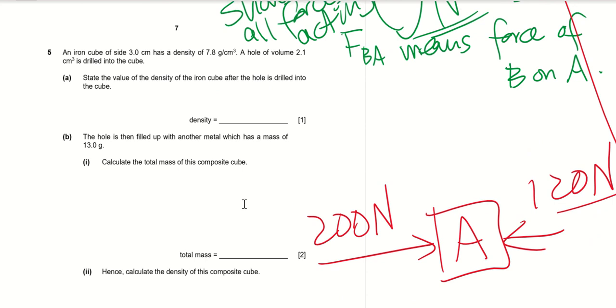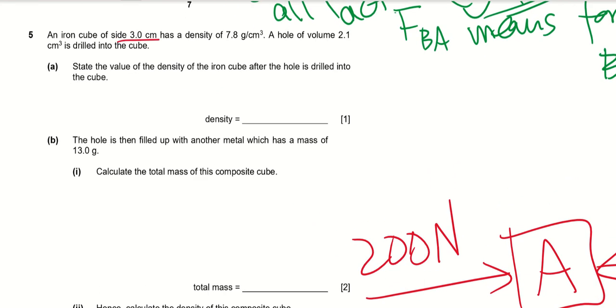Okay, an iron cube of side 3 cm, that means the volume and area can be calculated, has a density of 7.8 gram per cm cube. A hole of volume 2.1 cm cube is drilled into the cube. State the density of the iron cube after the hole is drilled. Okay, whether drill or cut in half, the proportional amount of mass and volume will be taken out. So it is just equal to the density of the block.